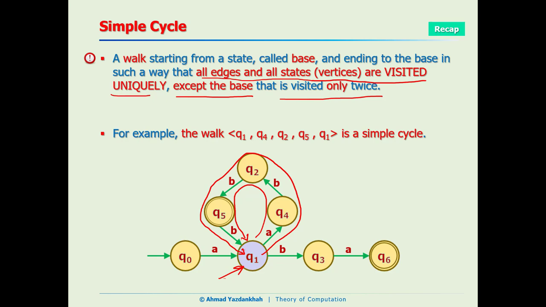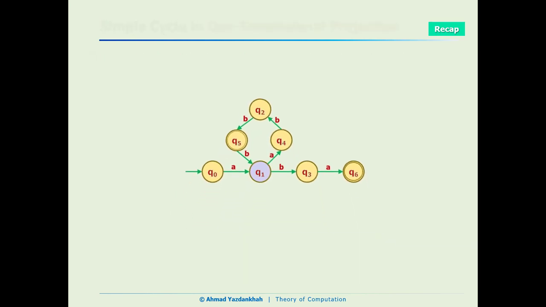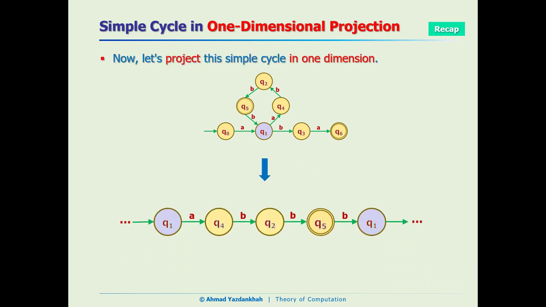I would like to show you this simple cycle in one-dimensional projection. If we just project it in one dimension, it looks like this. It starts from the Q1 and it will end at Q1. So the Q1 is the state that is repeated or visited twice.